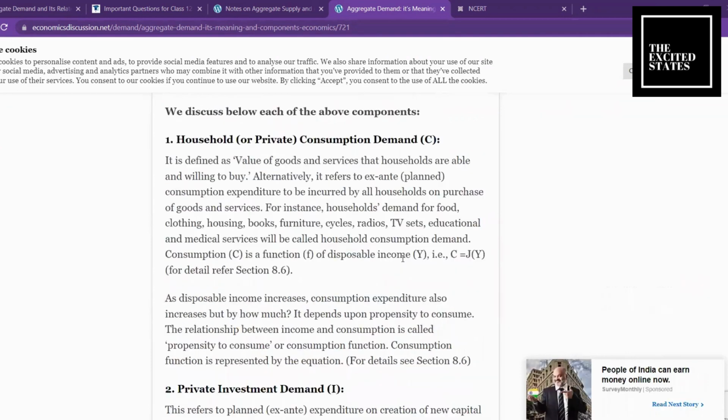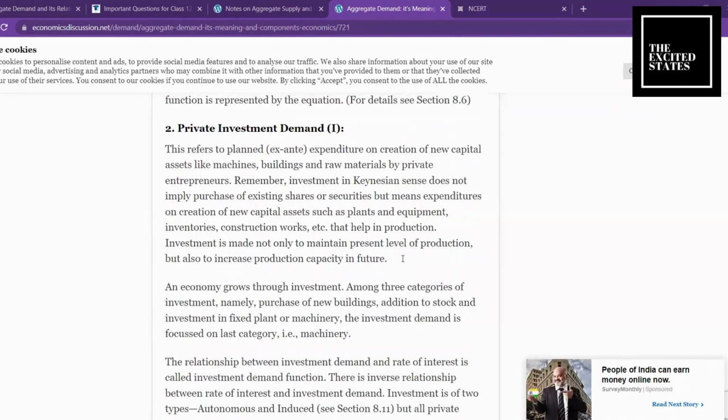Here, see that explanation. This refers to planned investment demand, that is, ex ante expenditure on the creation of new capital assets like machines, buildings, raw material by private entrepreneurs. Understood?